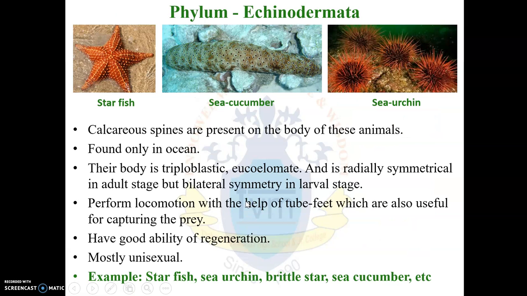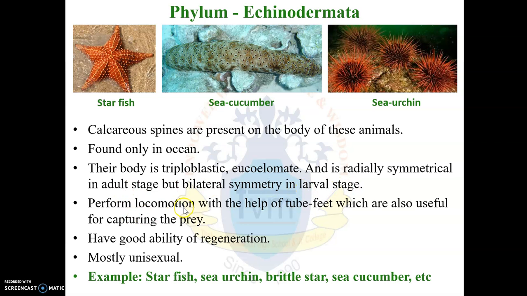Phylum Echinodermata. Calcareous spines are present on the body of these animals. They are found only in the ocean. Their body is triploblastic and eucoelomate. It is radially symmetrical in the adult stage but bilaterally symmetrical in the larval stage.